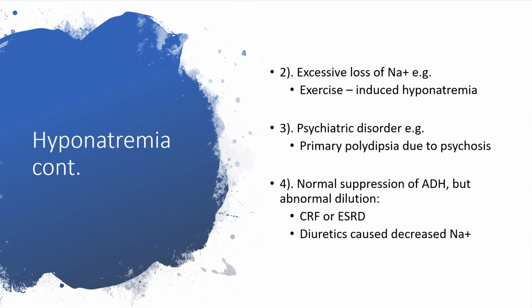Psychiatric disorders like primary polydipsia due to psychosis. This individual just decides to be drinking and drinking water, okay, then diluting the extracellular fluid. Normal suppression of ADH, but abnormal dilution. And that will happen in the face of chronic renal failure or end-stage renal disease, or someone using diuretics, and then leading to loss of sodium.